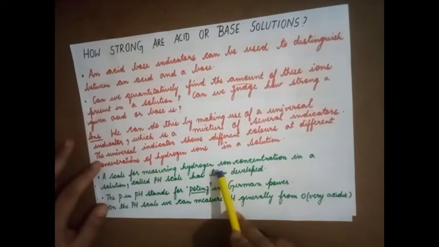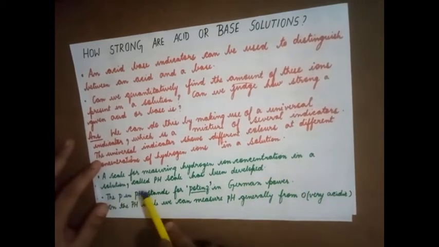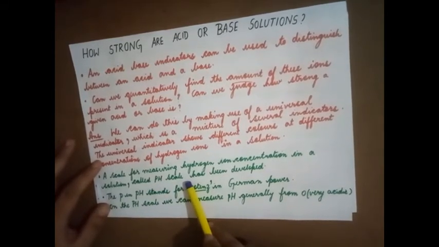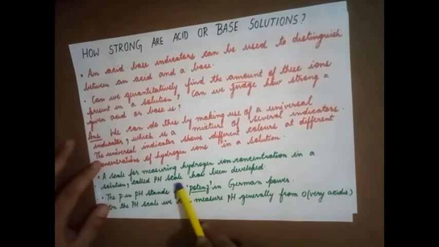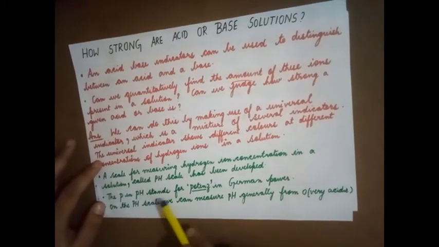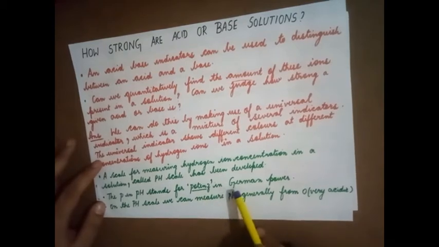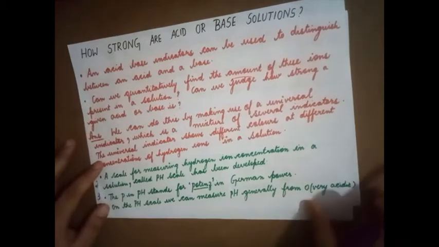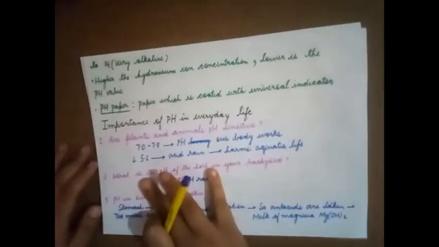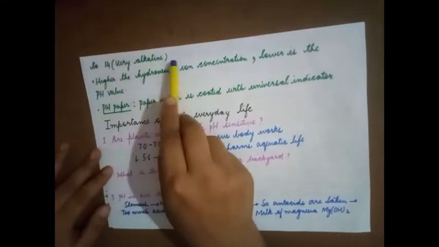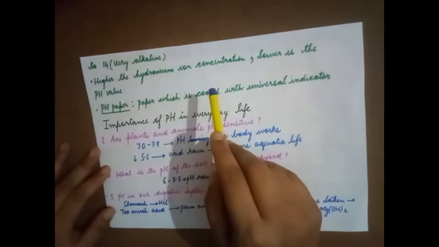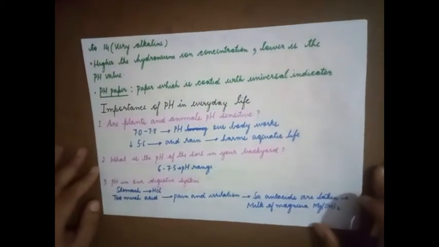A scale for measuring hydrogen ion concentration in a solution is called the pH scale. In a solution, we can find out the concentration of hydrogen ions by means of the pH scale. P in pH stands for potence, meaning power. On the pH scale, we can measure pH generally from 0, which means very acidic, to 14, which means very alkaline. So pH 7 tells us that the solution is neutral.